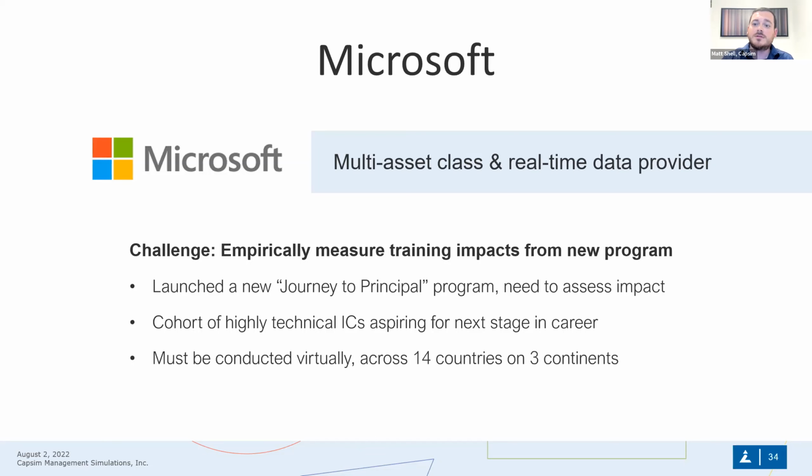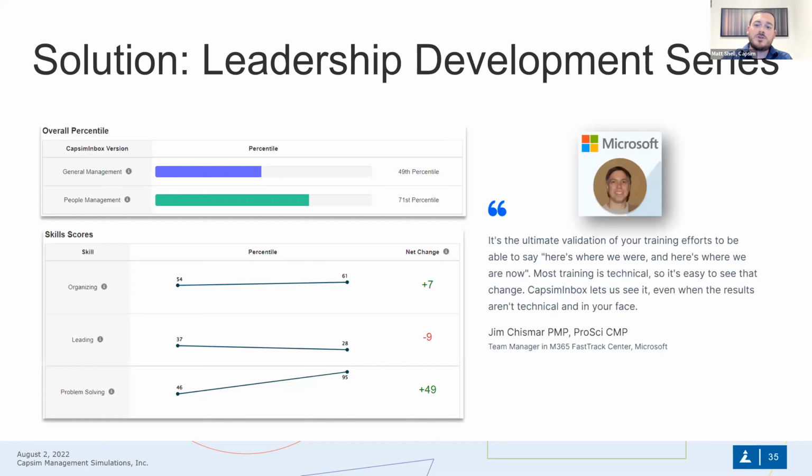But with Inbox, it was an easy 1-2 step process. What we did was utilize our leadership development series of Inbox Sims to assess a multitude of core leadership skills like organizing, problem solving, and so on. We simply had them complete the first Inbox Sim right at the beginning of the training community. And then at this year's end, they're going to go through another Inbox simulation that measures the same skills as a post-test. Basically, this will allow us to show the empirical longitudinal development over the course of the entire Journey to Principal program, from the individual level all the way up to the group level.